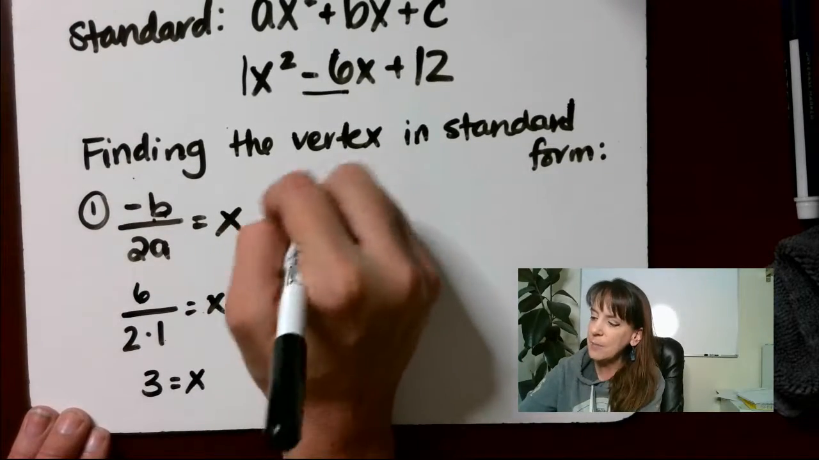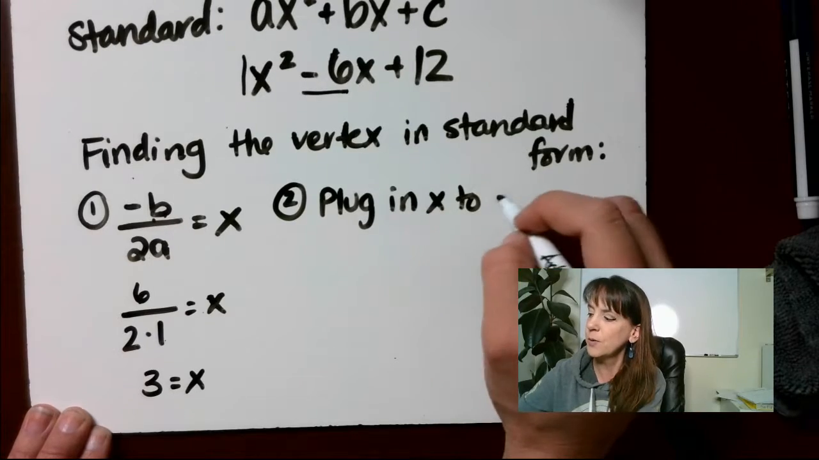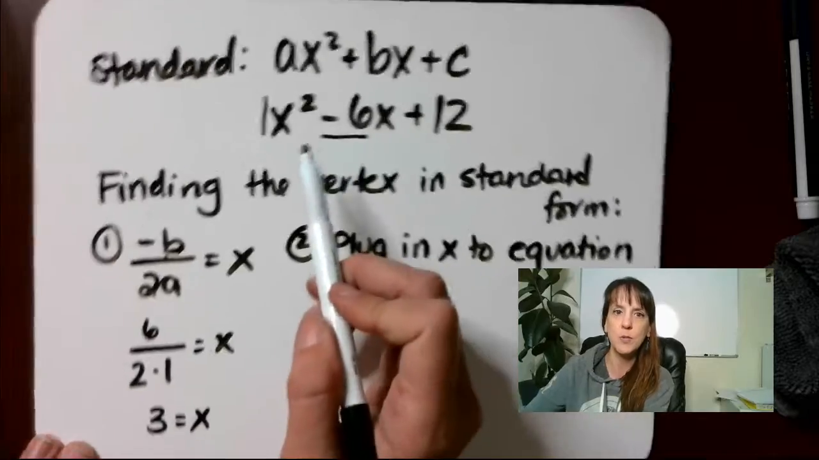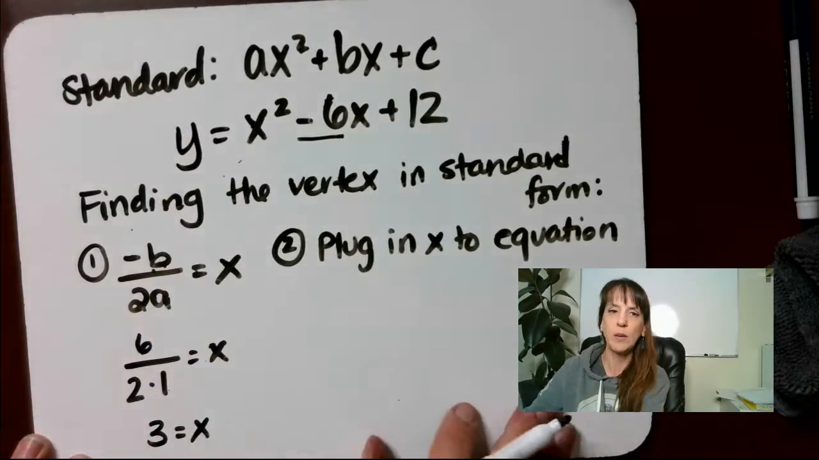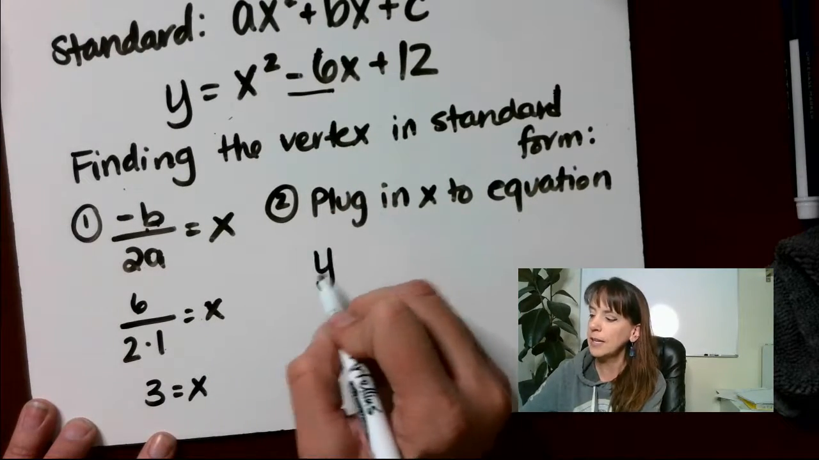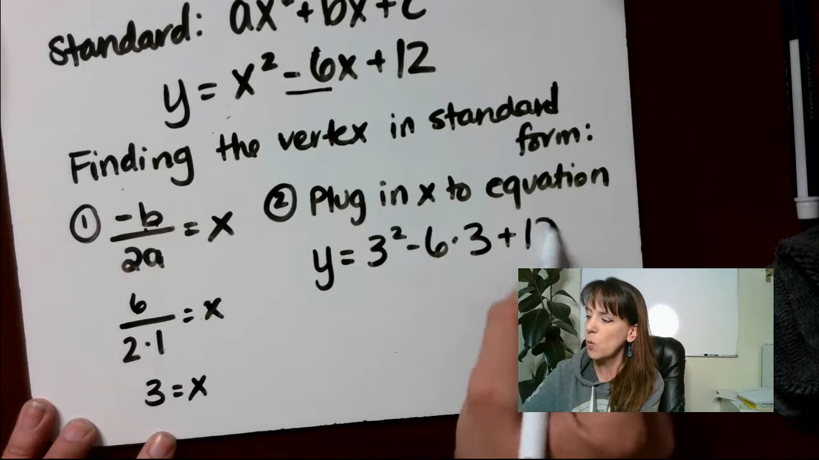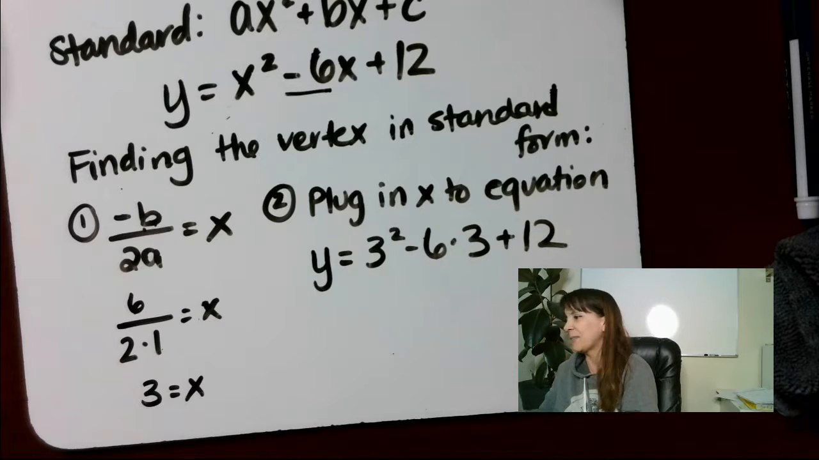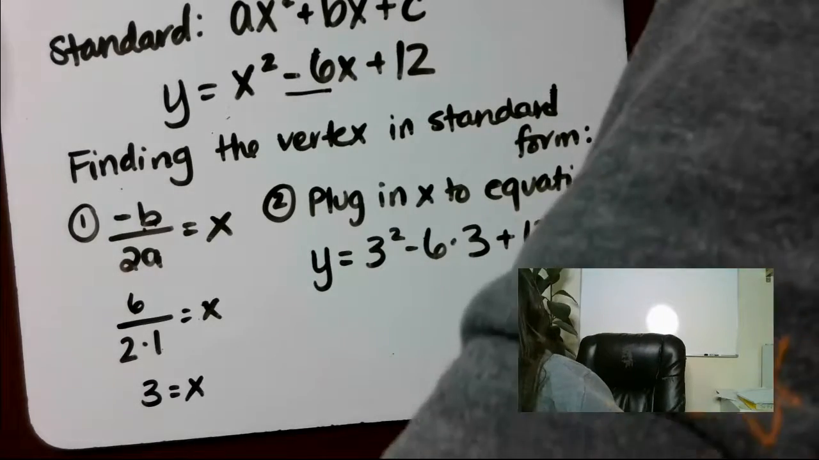Our second step is plug in x to equation. Plug in whatever you get to your x, because typically our equations, when they're written like this, it's y equals. So now what we're going to do is we're going to rewrite this equation, but what we got for x, we're going to plug in. So I get 3 squared minus 6 times 3 plus 12. Looking for my calculator because I would hate to make a stupid error on this and then be like, oh my god, I totally made this half-hour video and I don't know what I did wrong.